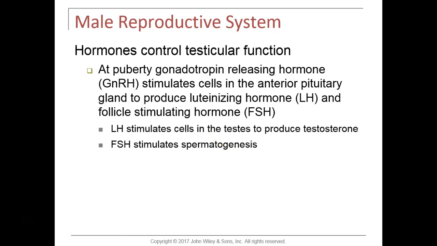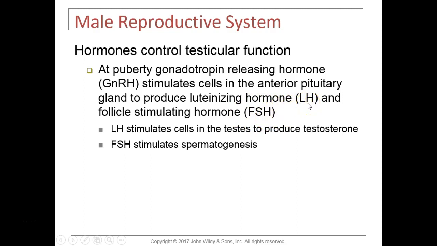Now, as far as the physiology of the male reproductive system is concerned, we're going to have to know about several hormones. We covered some of these in the endocrine chapter a while back. But nonetheless, we'll talk about them here as it relates to the reproductive system. So at puberty, the hypothalamus releases gonadotropin-releasing hormone, which is the hormone that stimulates the gonadotrophs in the anterior pituitary gland to produce the gonadotropins, which are the sex hormones, luteinizing hormone and follicle stimulating hormone. They're called gonadotropins because they affect the gonads.